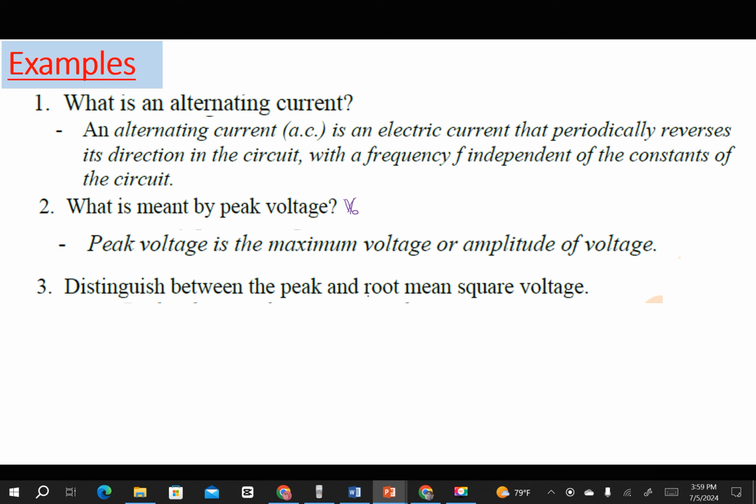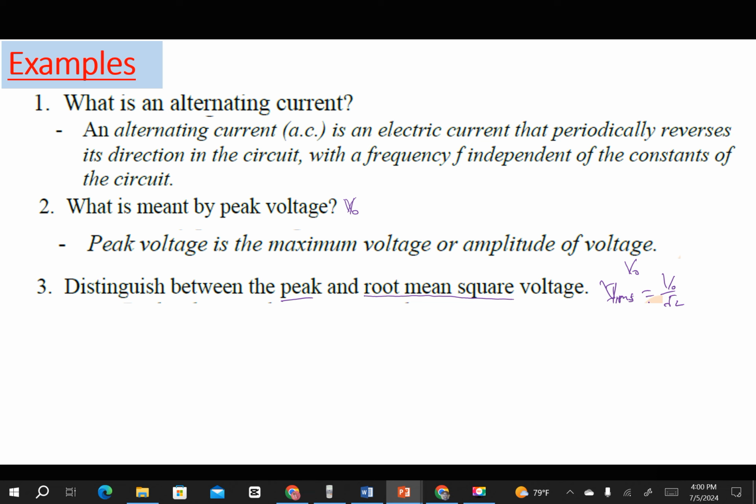And then when we talk about the root mean square voltage, this is simply the alternating voltage that has the same heating effect in a resistor as a direct voltage. So if the peak voltage is written as V0, then the root mean square value of voltage is written as V0 divided by root 2, which means V0 is greater than the root mean square value.